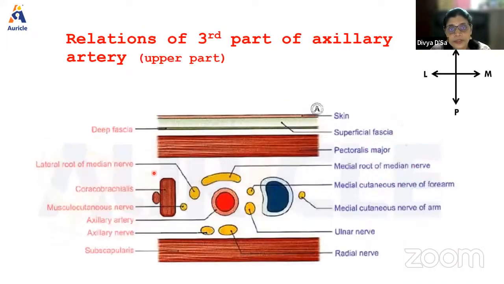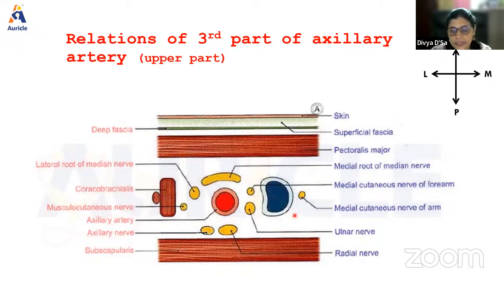So the third part relations, here we divide into two parts, the upper part of the third part and the lower part of the third part. So in the upper part, we see the skin, the superficial fascia, the deep fascia, then the pectoralis major muscle. Okay. And posteriorly, there is subscapularis. And this is the axillary artery.